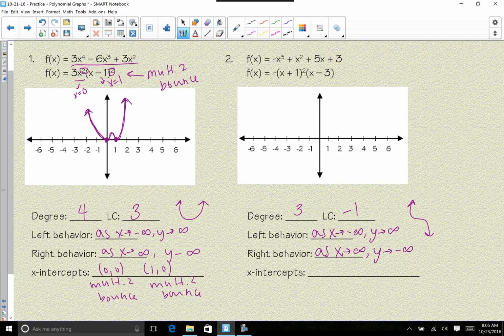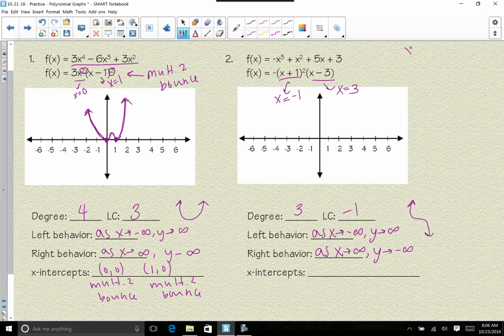So I need to find my zeros. So I go to each factor right here. Okay. This would give you x equals -1. If you set x plus 1 equal to 0 and solve, you get -1. And here, this gives you x equals 3.